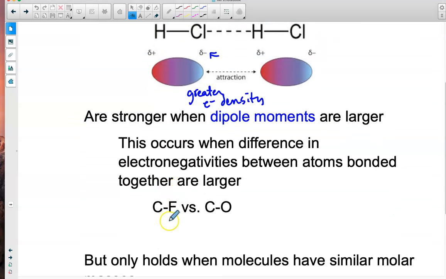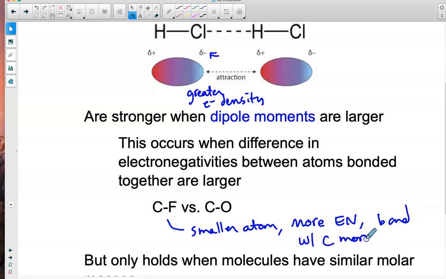And in this case, the fluorine is a smaller atom. It's also more electronegative. So that bond is more polar. So the dipole is stronger. So the IMFs would be stronger in the CF than in the CO. And that also is a function of the fact that the fluorine can get in closer to the neighboring carbons on the neighboring molecules, and that again makes the dipole forces stronger.